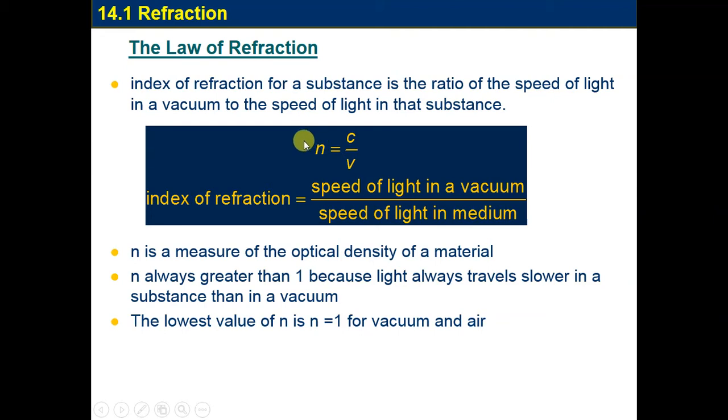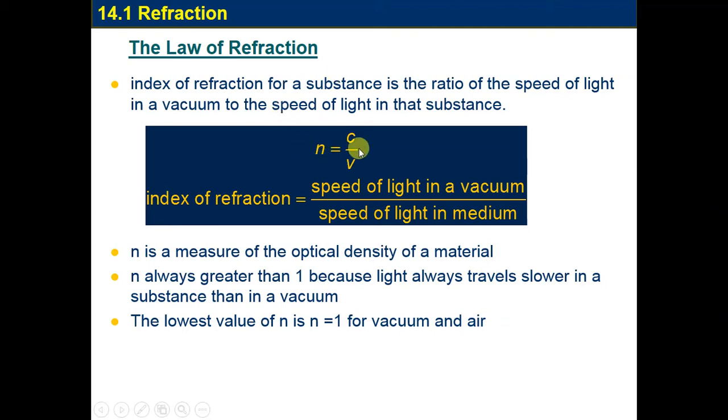Okay, so N represents the index of refraction. It is equal to C, the speed of light in vacuum, divided by the speed of light in a medium. N shows us how much the light will refract in a substance, the amount by which the light will refract. So N, we can say, girls, is the measure of the optical density of a material. In other words, the more dense the material is, the larger N is.